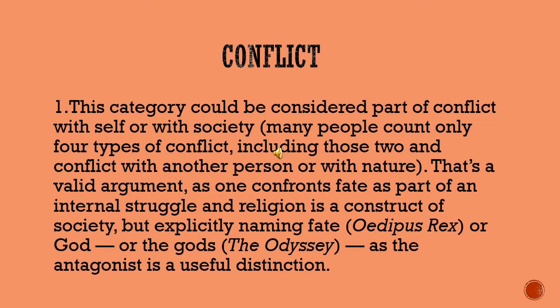Conflict. 1. This category could be considered part of conflict with self or with society. Many people count only 4 types of conflict, including those 2 and conflict with another person or with nature. That's a valid argument, as one confronts fate as part of an internal struggle and religion is a construct of society, but explicitly naming fate, Oedipus Rex, or God, or the gods, the Odyssey, as the antagonist is a useful distinction.